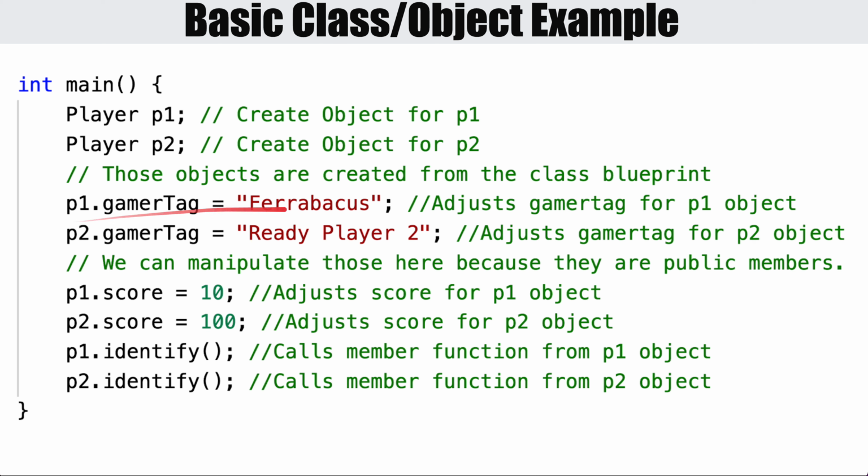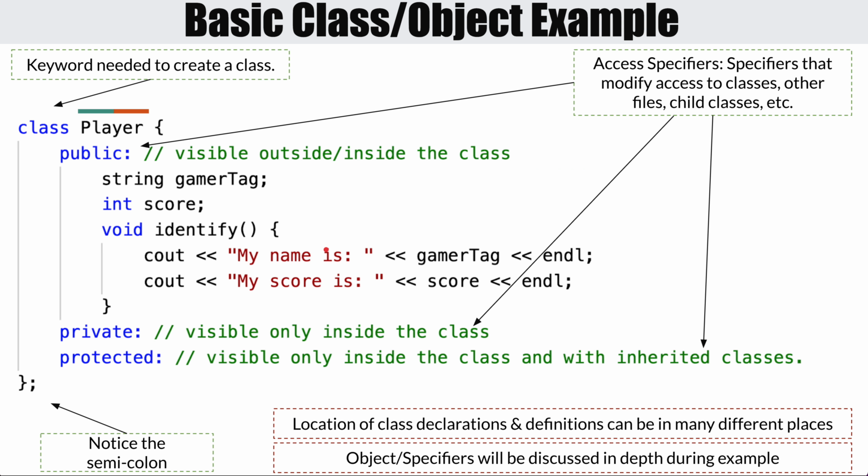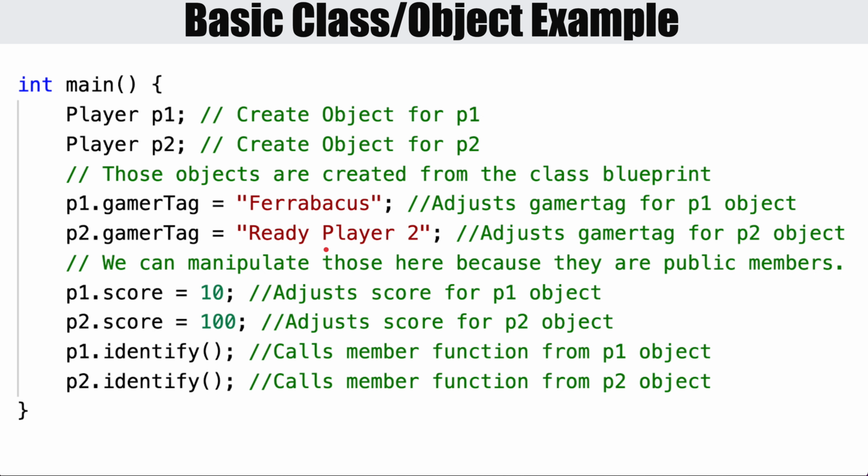Okay, so I'm able to, outside the class, go, hey, I want to give that gamer tag the name Abacus. And I'm going to give the second one, because I'm calling from the second name, a different name. Okay? And this is kind of interesting because both P1 and P2 are using this blueprint. So they both get a gamer tag, they both get a score, and they both get their own identify method.